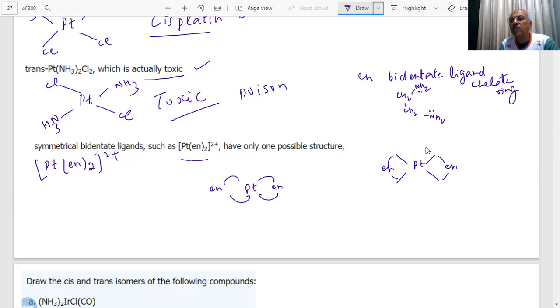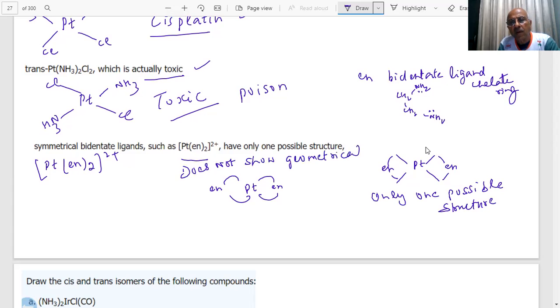There is only one possible structure. I can't write anything more than that. Only one possible structure, student. It does not show any geometrical isomers. Questions are going to be there in the paper: does not show geometrical isomers, students. Clear? You have noted down? I will proceed further.